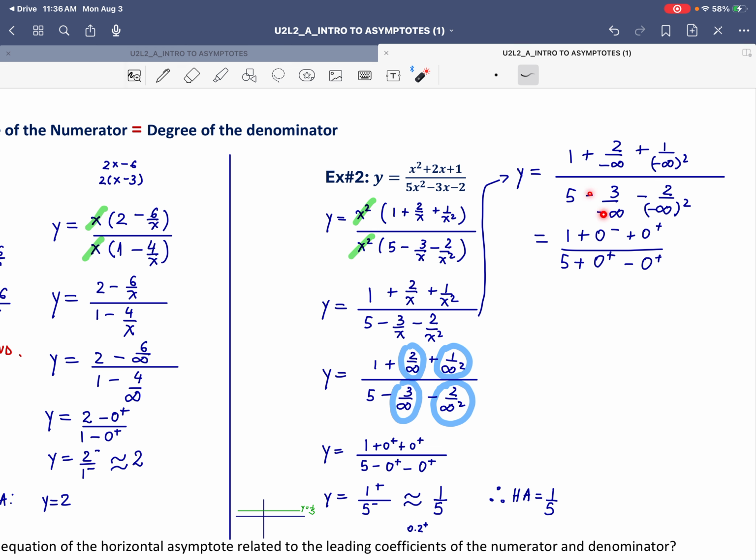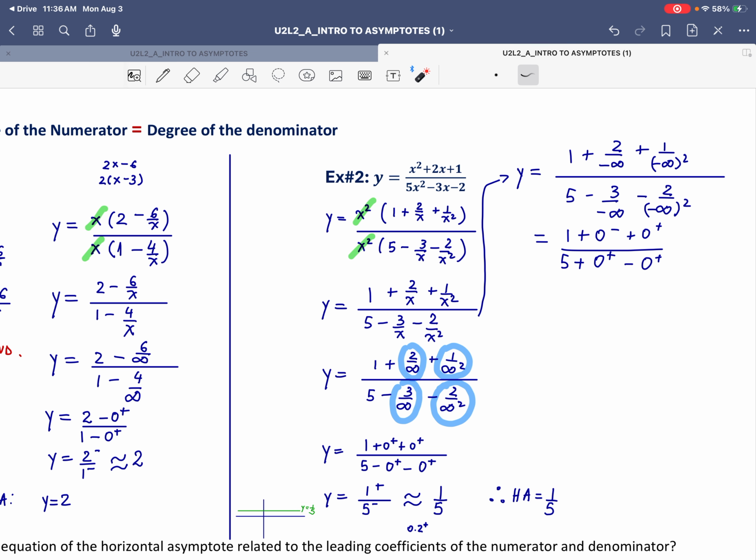Minus and minus will make a plus, so that's a 0 plus. And this one here is a minus. This will turn into a 0 plus, so minus 0 plus. Now that's another operation that is very hard to estimate. So we can't tell right away whether the function is going to approach this horizontal asymptote from above, like we were able and certain in here, or from below.